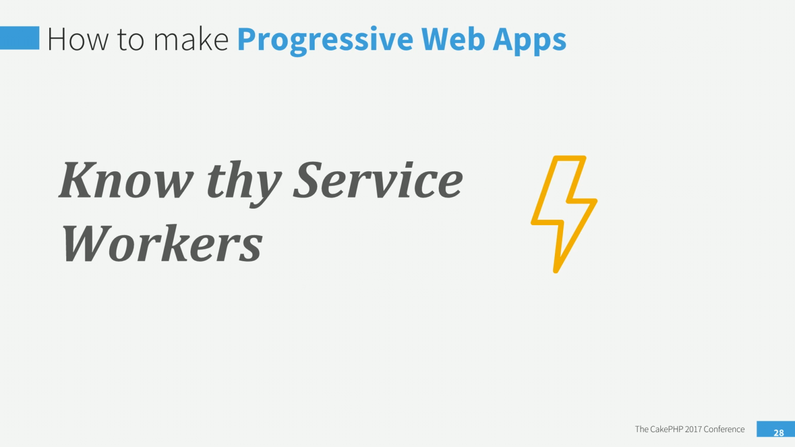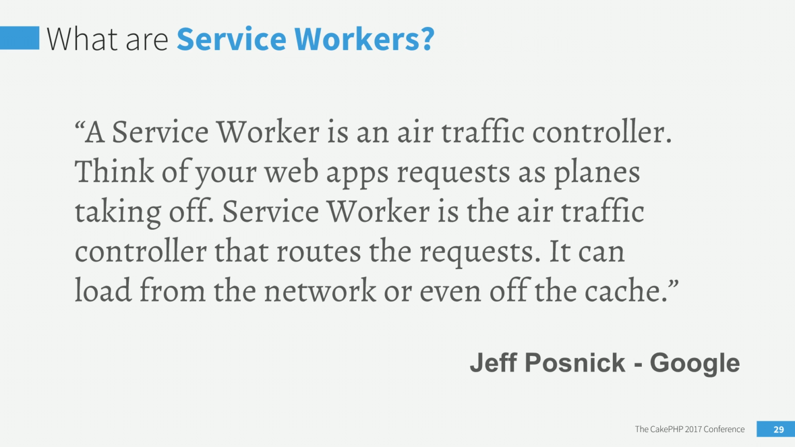So how do you make progressive web apps? At the center of progressive web apps is what you call the service worker. I'll just use a simple explanation so you understand what a service worker is. A service worker is an air traffic controller. Think of your web app requests as planes taking off. The service worker is the air traffic controller that routes the request. It can load from the network or even off the cache.